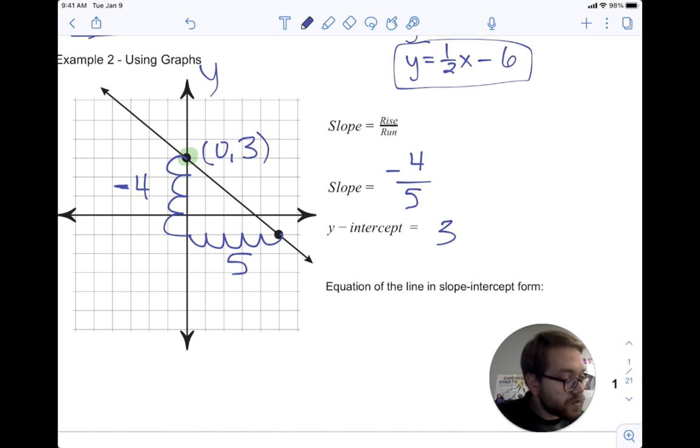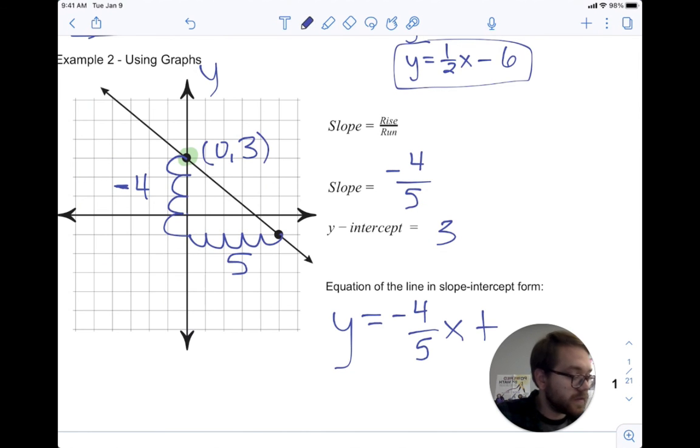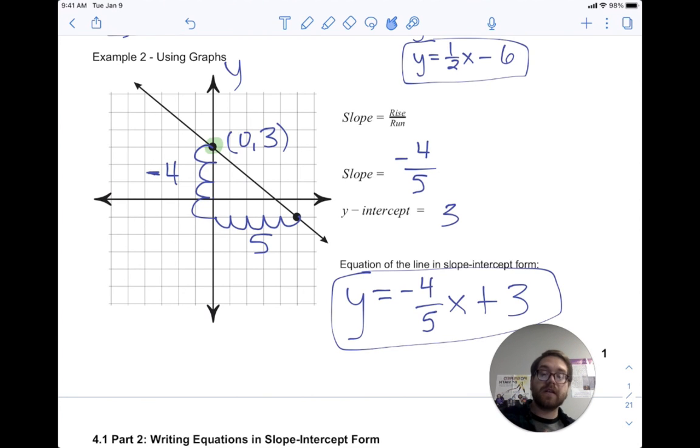And so the equation is going to be y equals our slope, -4/5, x plus our y-intercept, 3. And that's it. That's all we're doing here in this first part of the lesson: taking either the values that are given to us or a graph and writing the linear equation from it. That's what we're going to be focused on. We're just filling in that slope-intercept form y equals mx plus b. m is our slope and b is our y-intercept.